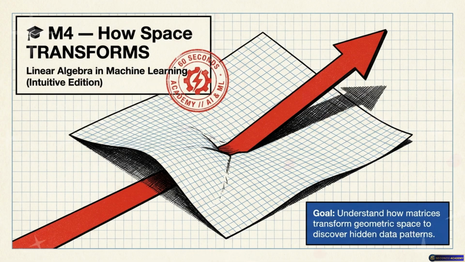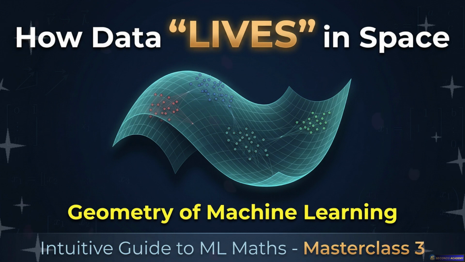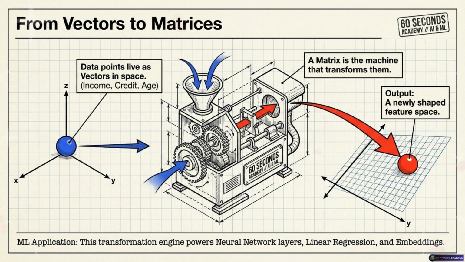Right. In our previous module, Module 3, we established a foundational concept. We learned that data points live as vectors in space. So if you are a Python developer and you write a list containing 3 numbers, mathematically you have just defined a coordinate in a 3-dimensional geometric space. Yeah. But today, we're exploring the active mechanics of machine learning. We're moving from the data itself to the engines that move and mold that data.